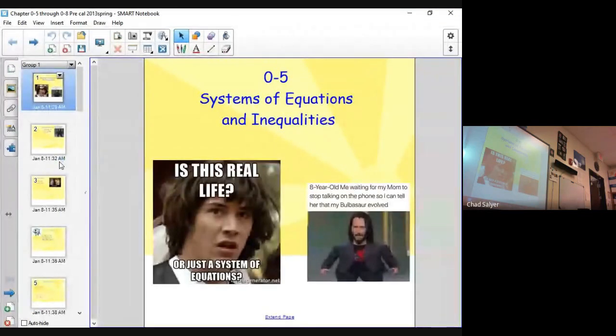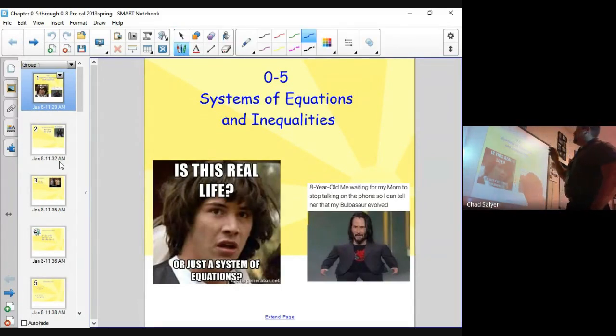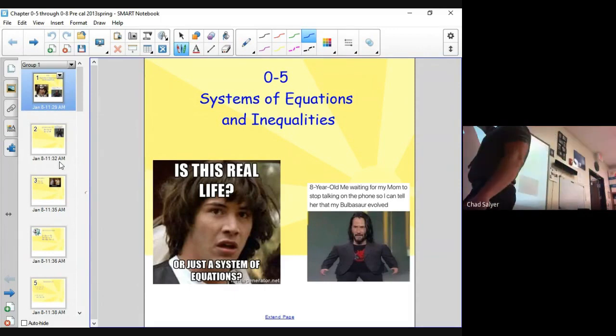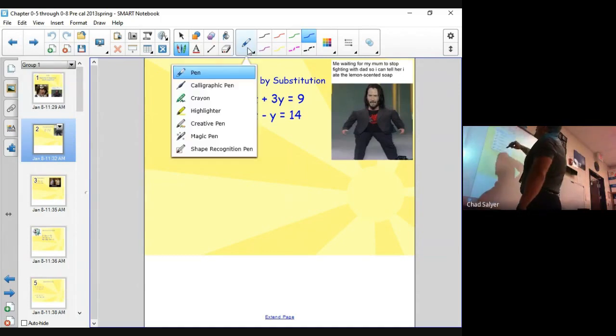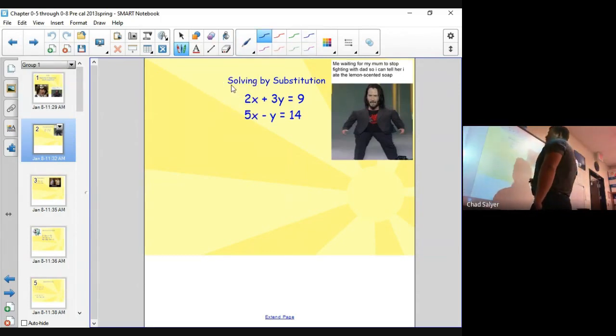All right, so starting with chapter 0, part 5. So this section is systems of equations and inequalities. And I got some Keanu Reeves memes for you here. All right, so first of all, there are a few methods we're going to use. The first is solving by substitution.